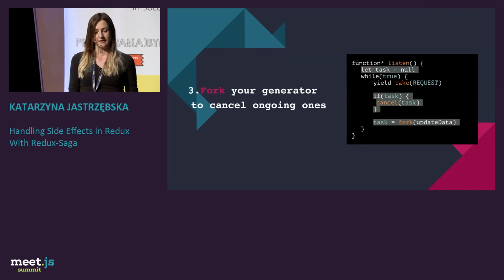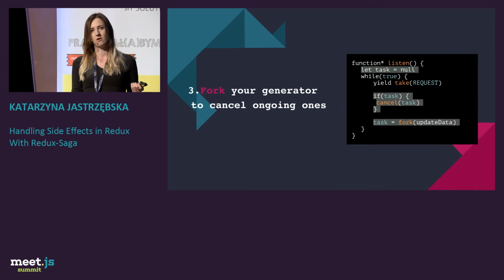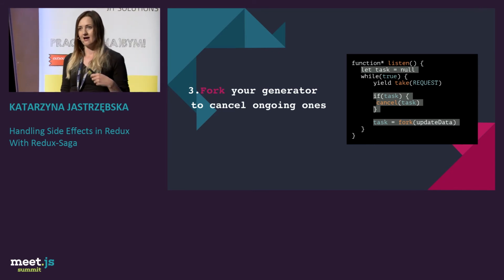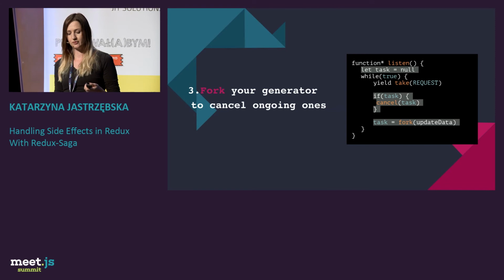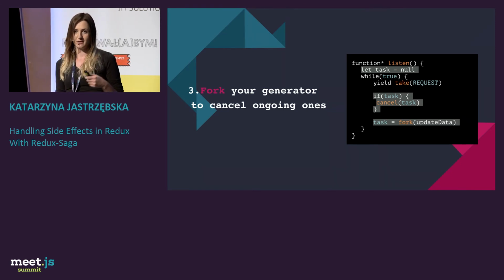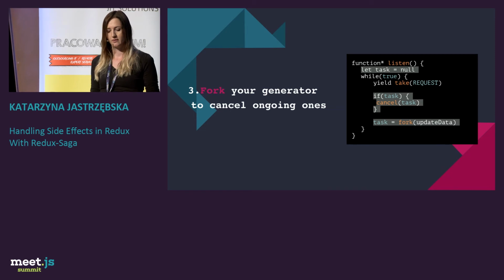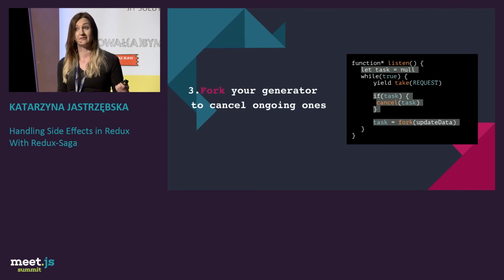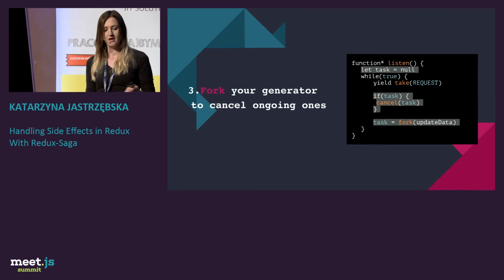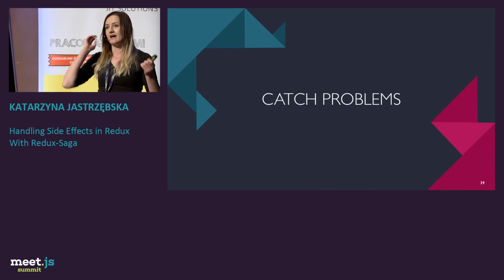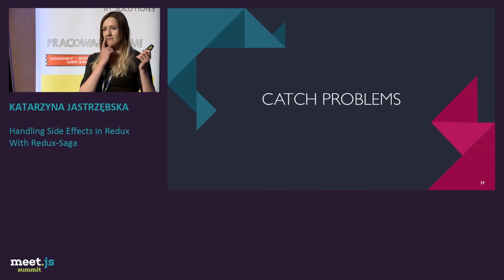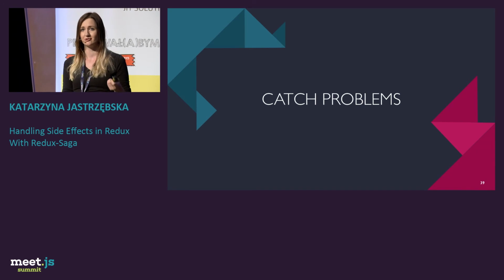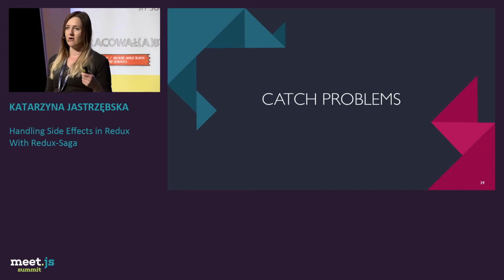So the first step will be to replace the call effect with the fork effect and simply assign a task, which we'll have null at the beginning, but then if we simply fork our generator, we will have the reference to the generator, and if another action comes, we simply cancel the previous one. Simple as that. But what about catching problems? Because I've mentioned with promises that catching multiple nested promises problems is really nasty. It's hard to debug, it's hard to test it, and how about generators?